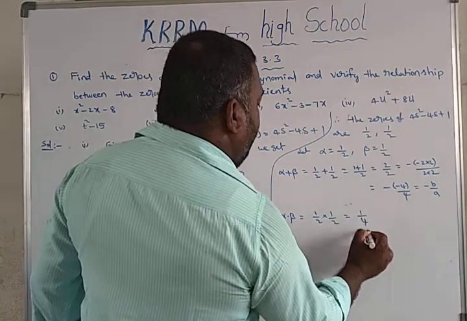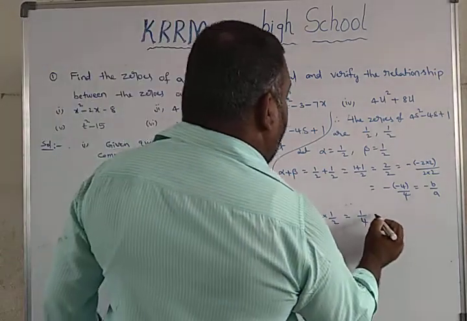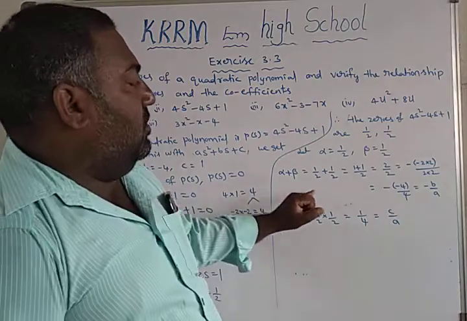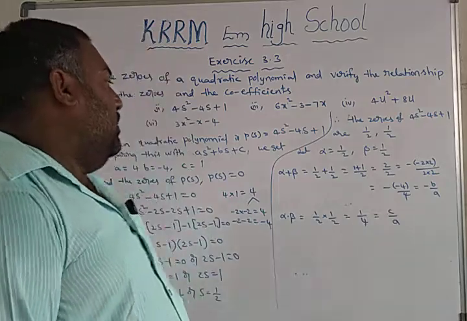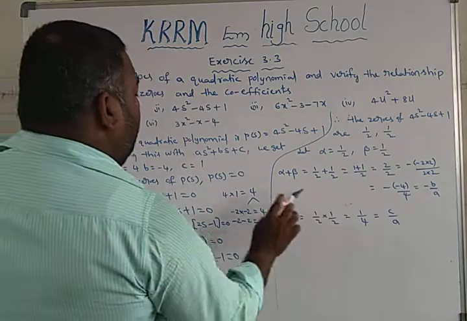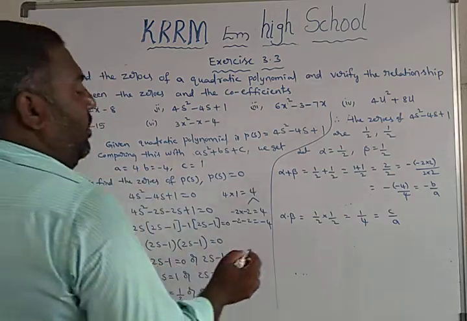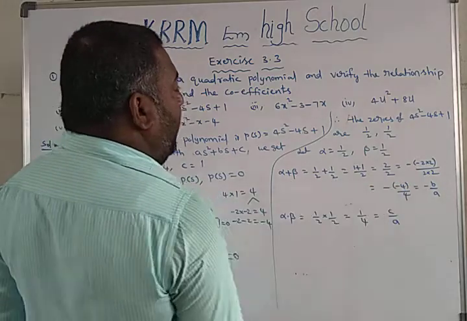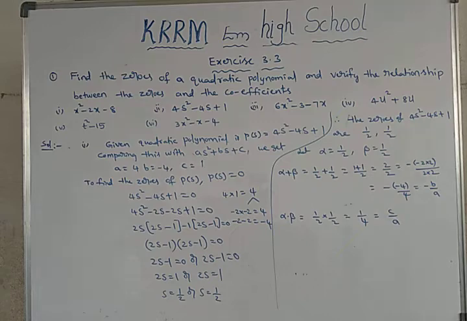Thereafter alpha into beta is equal to 1 by 2 into 1 by 2, which is equal to 1 by 4. 1 by 4 is nothing but c upon a. So alpha plus beta is equal to minus b by a, and alpha into beta is equal to c by a. So here the relationship is verified. So the second problem is over.